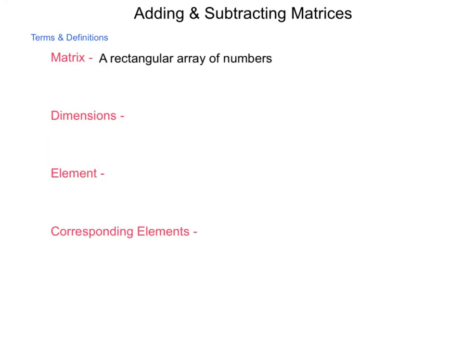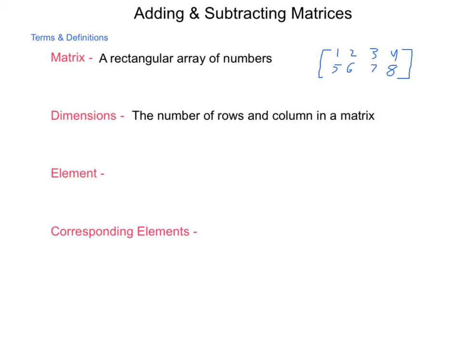A matrix, simply put, is a rectangular array of numbers. Now this array of numbers is bracketed on either side as such, and can be just simply 1, 2, 3, 4, 5, 6, 7, 8. And what composes the matrix is a series of columns and rows. And when we start talking about matrices, we have to talk about their dimensions. So a dimension is the number of rows and columns in a matrix.